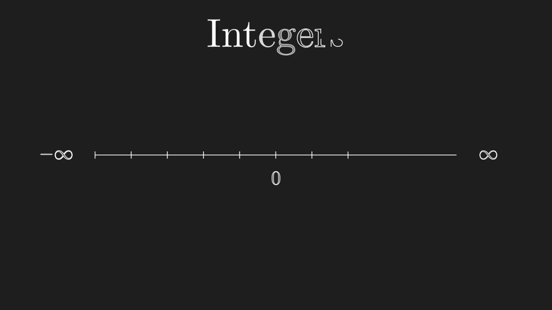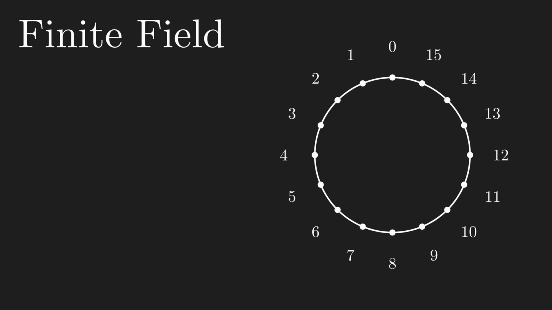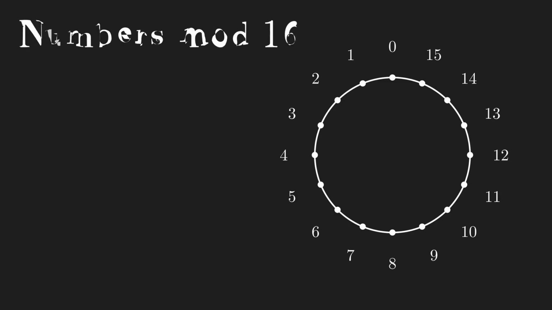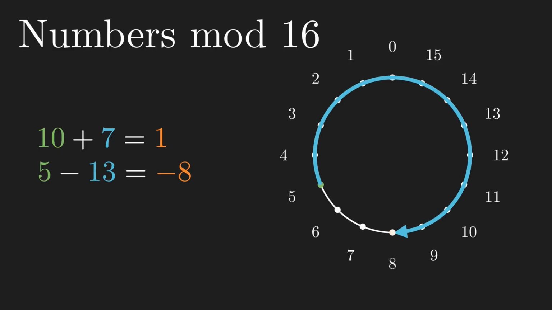Take the number line of integers for example. There we can do our mathematical operations just like we know them. Now what a finite field does is squish it down to a circle of discrete numbers. And no matter what operation we do on these numbers, they never leave this circle. A very simple version of this would be just to do the modulo operation on every result. If we would do 10 plus 7 equals 17, we take it modulo 16 and get 1. Or 5 minus 13 equals negative 8, modulo 16 equals positive 8.